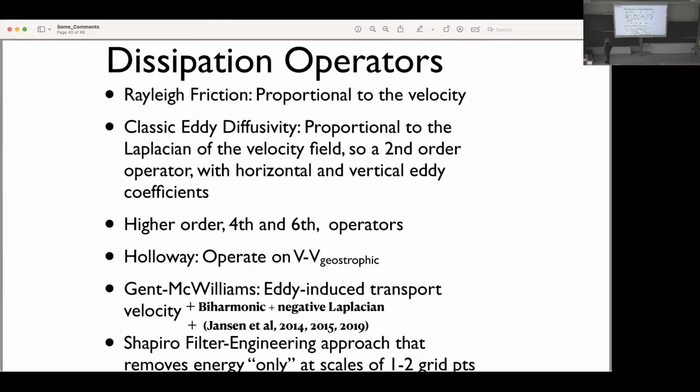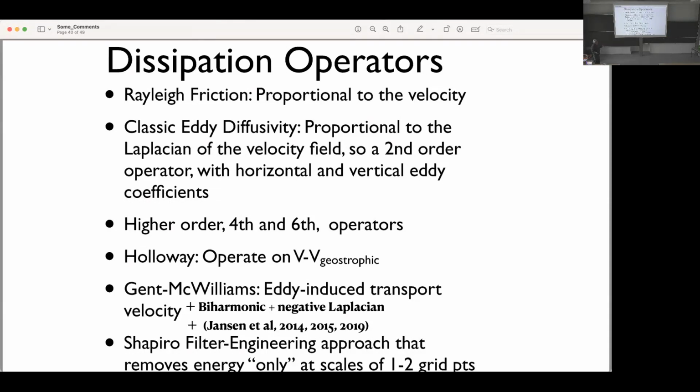All right, so now let's get to what to do about friction or dissipation operators. If we go through the history of it, there's the simple Rayleigh friction, where the friction is proportional to the velocity. Stommel used that in his analytic theory of the Gulf Stream circulation.